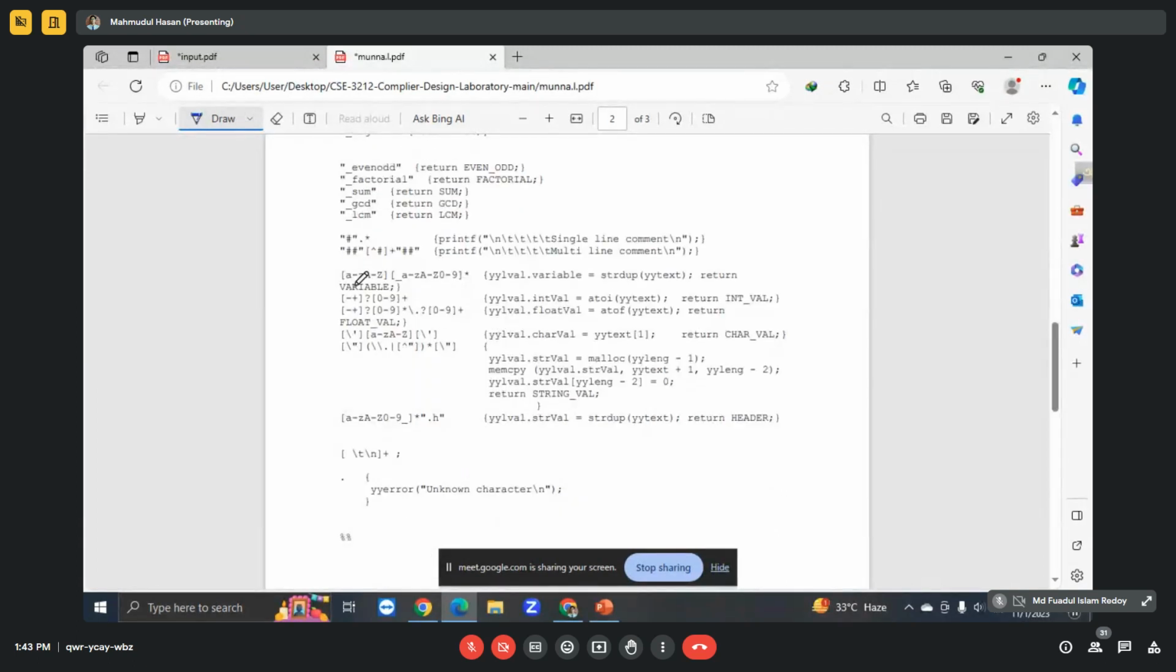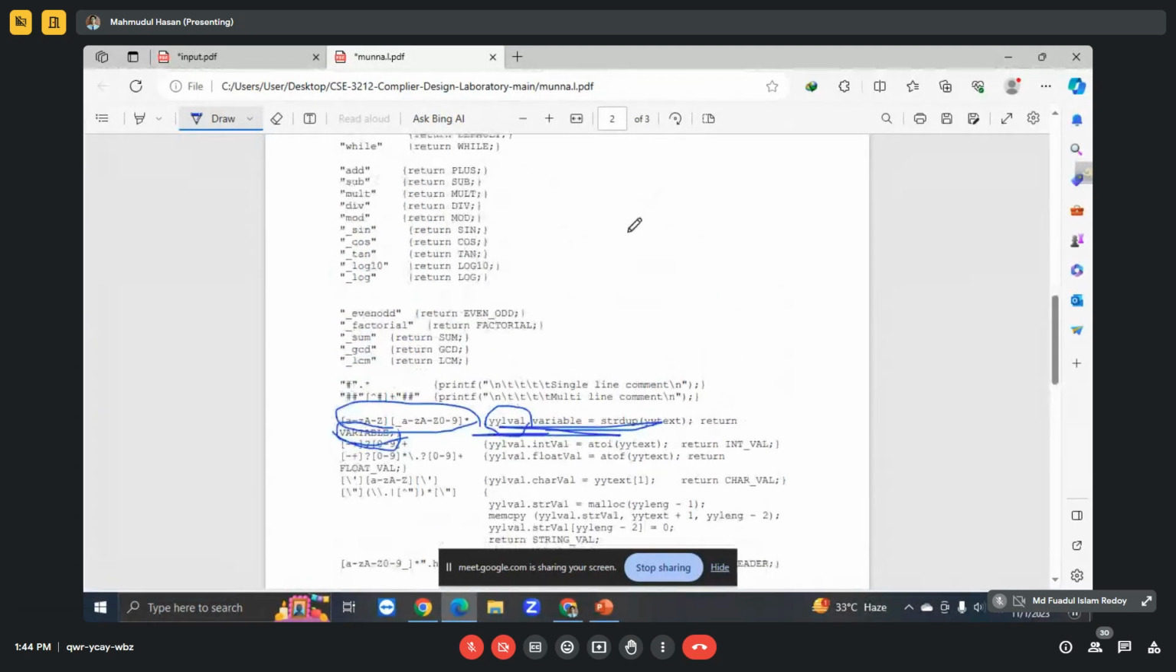But this one is actually for a variable, or identifier. This regular expression: if it is an identifier, that means we need to return two things. One is the token name, and the token name is variable, and another one is the attribute value. So yylval is used to store the attribute value, and the attribute value is stored in yylval.